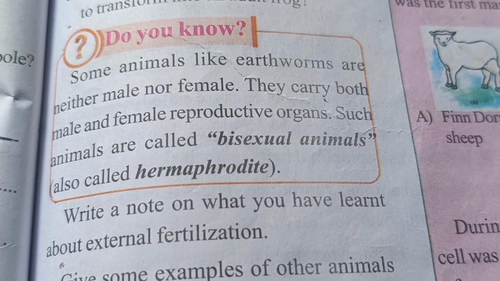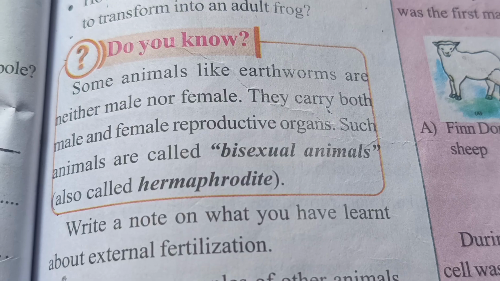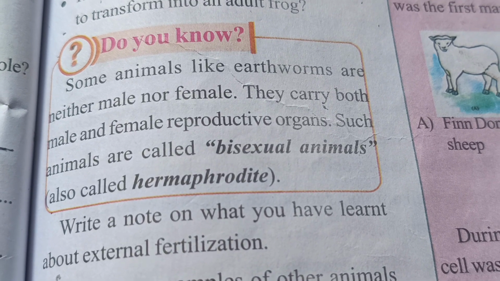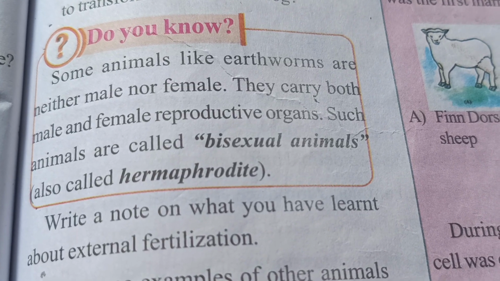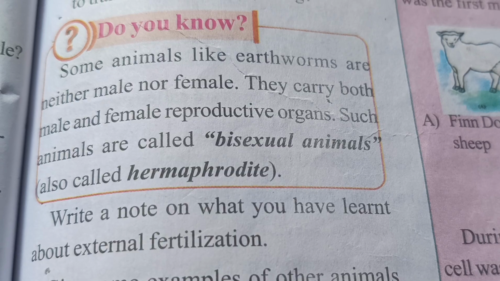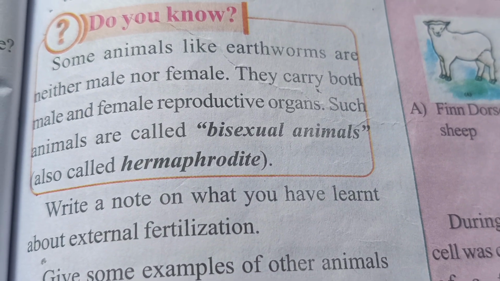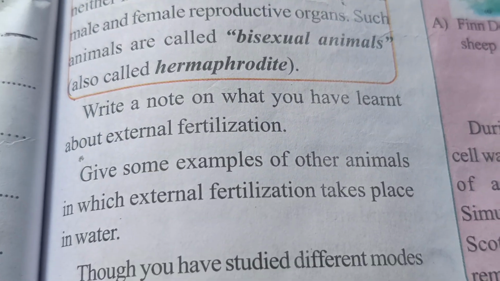Do you know some animals like earthworms are neither male nor female? They carry both male and female reproductive organs. Such animals are called bisexual animals or hermaphrodites.